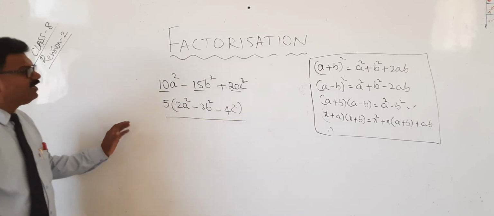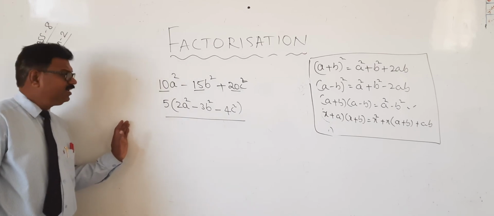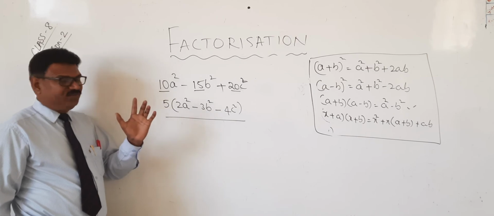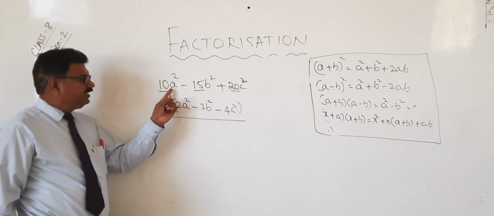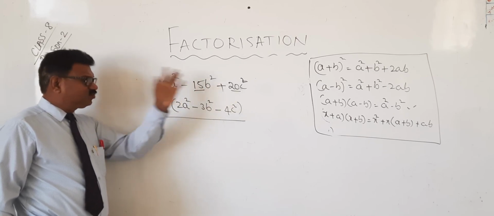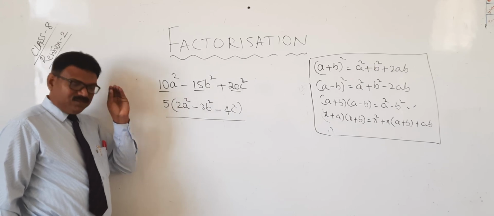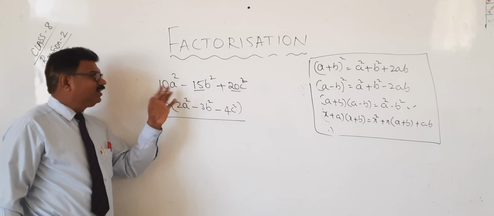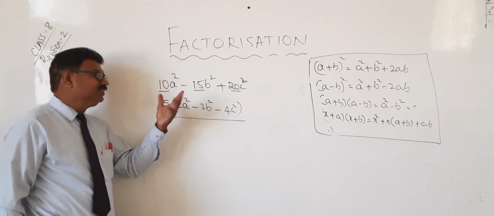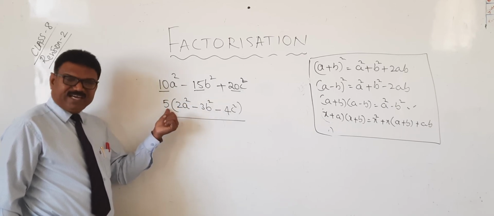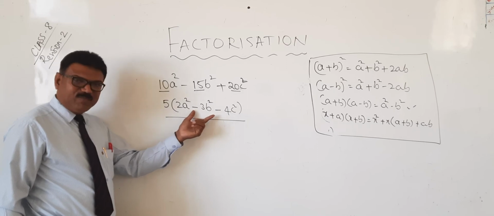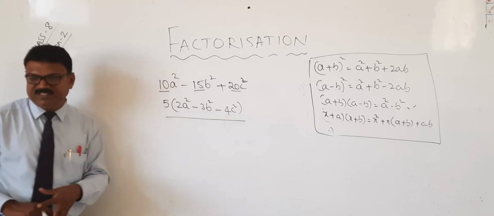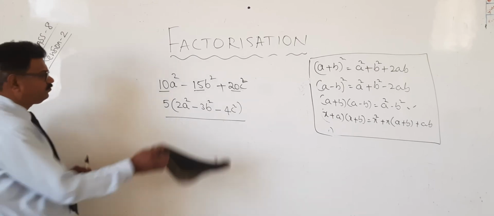This is all 1 mark questions. Okay? Because you are not supposed to confuse yourself. Here if you observe, a square, b square, c square are only perfect squares, but the coefficients are not perfect squares. If you take any number as common, you will not get any number as a perfect square. Therefore, we have to stop here itself. Right? Next problem.